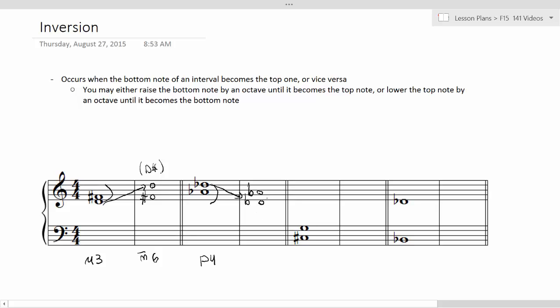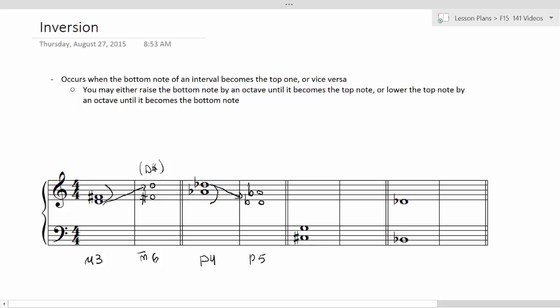Now it's a perfect fifth, right? So 1, 2, 3, 4, 5, fifth. And in the key of D flat there is an A flat, so that means it's perfect. So the perfect fourth inverted to a perfect fifth.